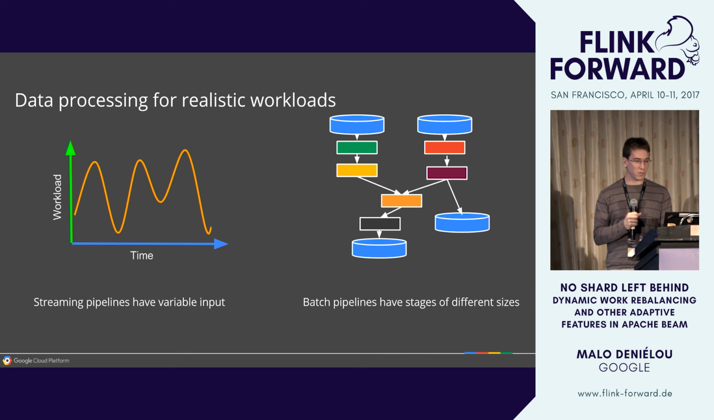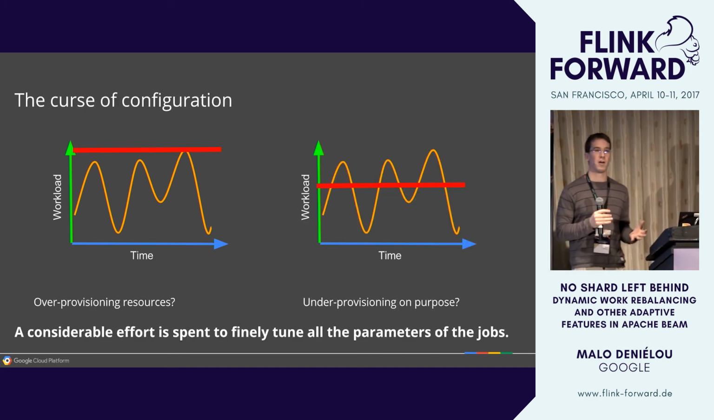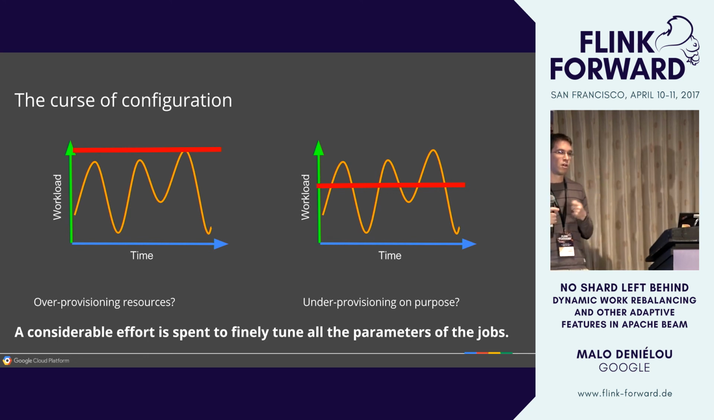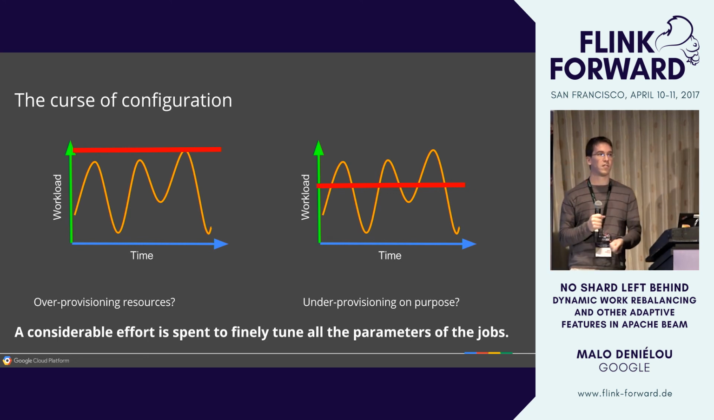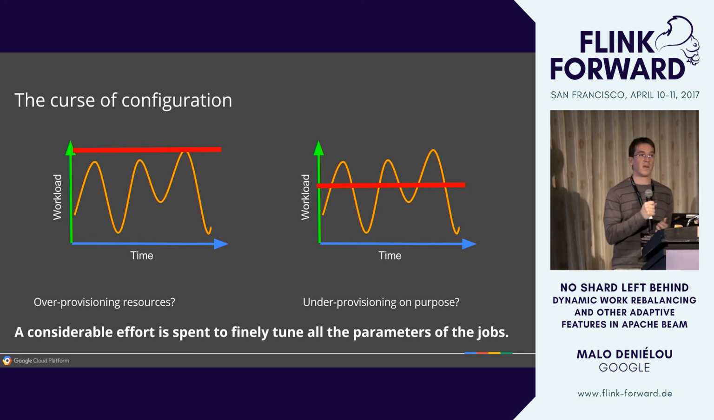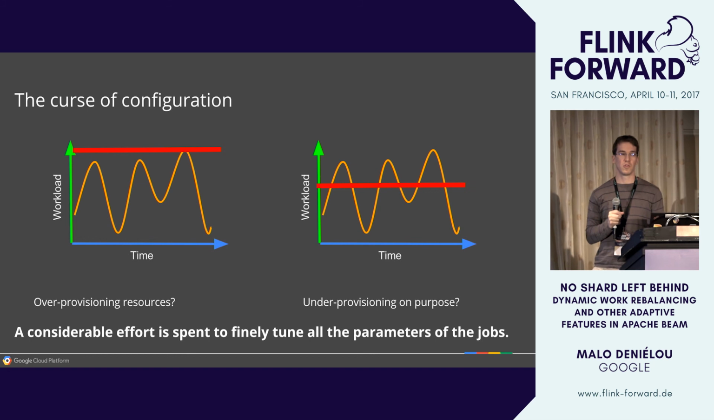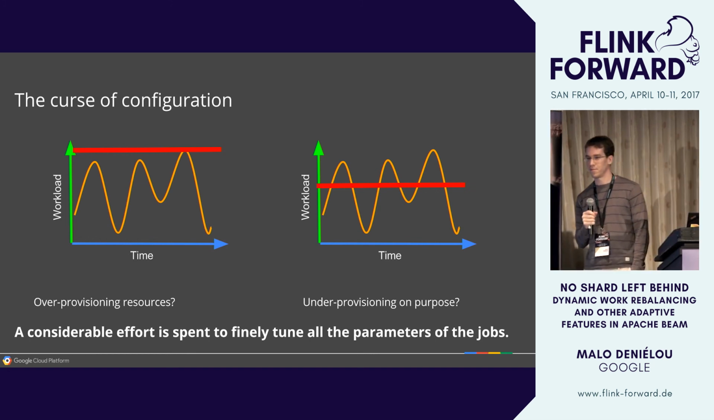So how do people deal with it? Well, usually you configure your job, or you configure your cluster. So you configure your Flink cluster carefully, you configure your YARN, you configure your job itself, the parameters of your job. But this comes with a curse. And the curse is: how do you choose your settings?